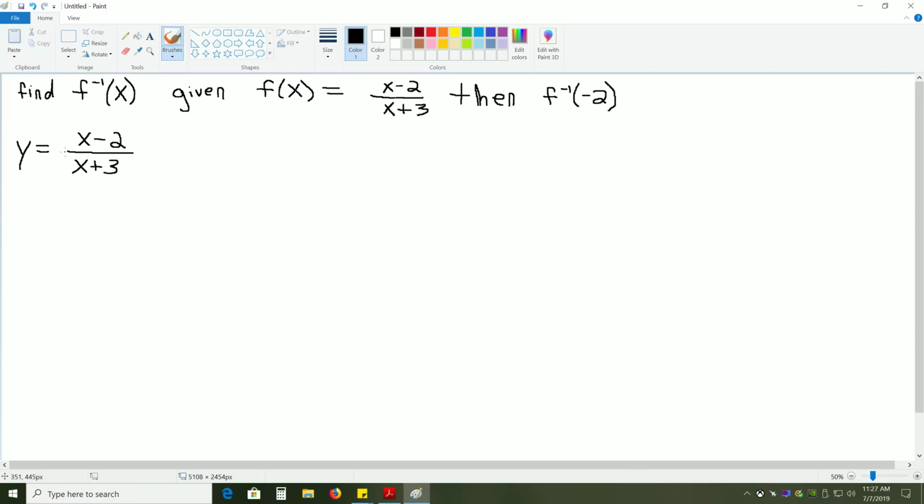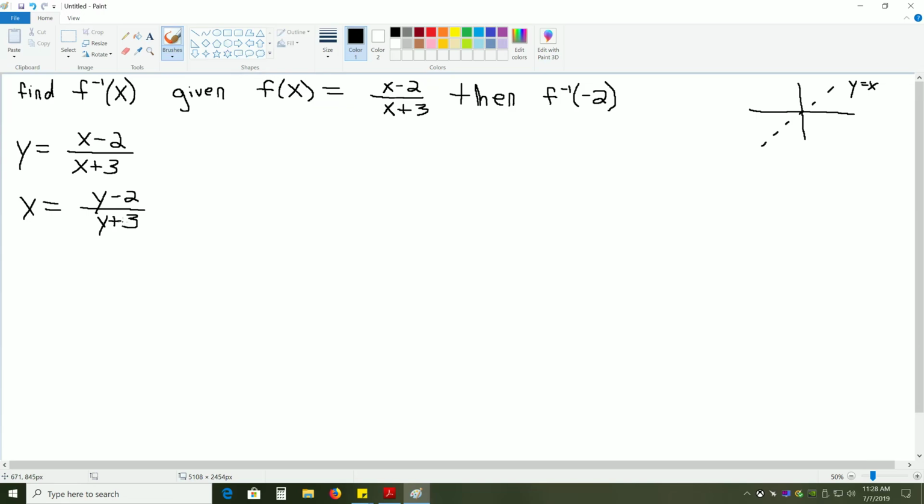And when we do this, the idea of an inverse function is a reflection over the line y equals x. So if you look at a graph and you draw a dotted line for y equals x, whatever graph you have on either side of this line, you'll reflect it to the other side of the line. In other words, you are swapping your x and y values. So to find f inverse of x, we're going to take y and x and swap them with one another. So x equals (y minus 2) over (y plus 3).